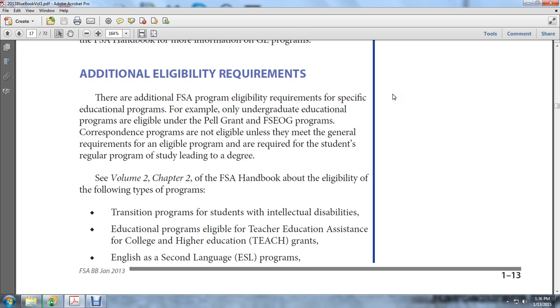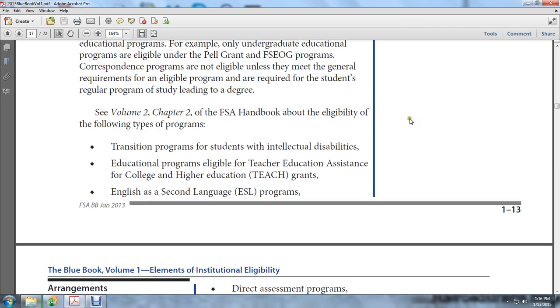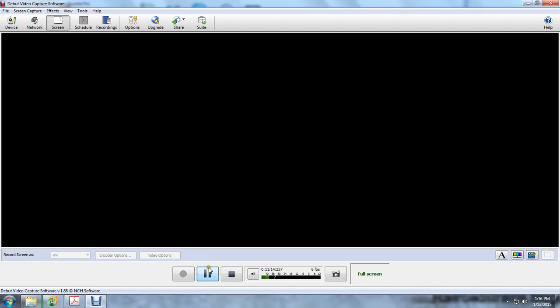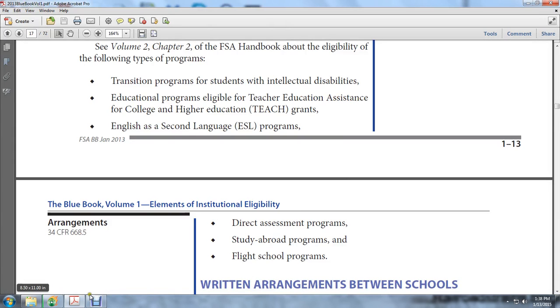That is Volume 2, Chapter 2 of the Federal Student Aid Handbook, which lists the following types of eligible programs: transition programs for students with intellectual disabilities, educational programs eligible for Teacher Education Assistance for College and Higher Education (TEACH) Grants, and English as a Second Language (ESL) programs.